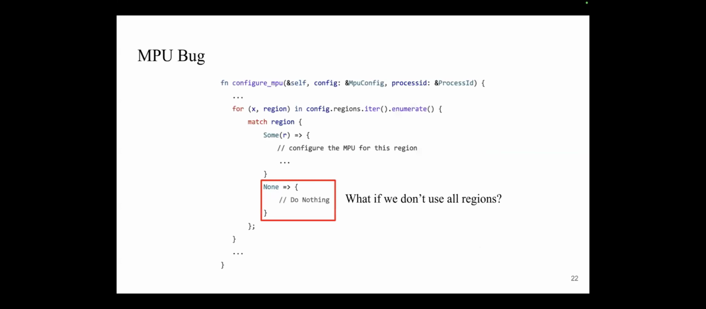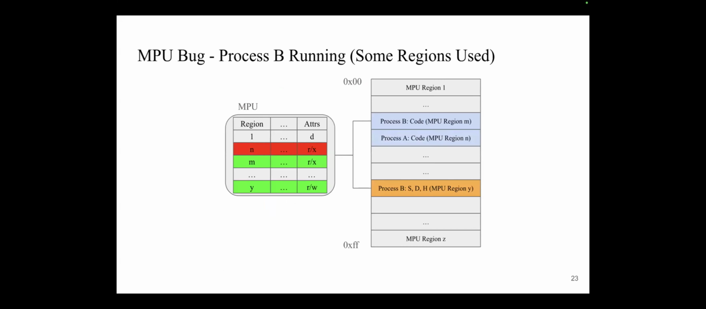Now I want to ask the question: what if process A uses all of the regions of the MPU, and then consequently we run process B and we use, let's say, 9 out of 10? It turns out this code was being relied on to overwrite the entire MPU configuration. So in that case, yes, I have read and execute access to process B's code, and I have read-write access to process B's stack data and heap, but I also have access to a leftover memory region that is process A's memory.